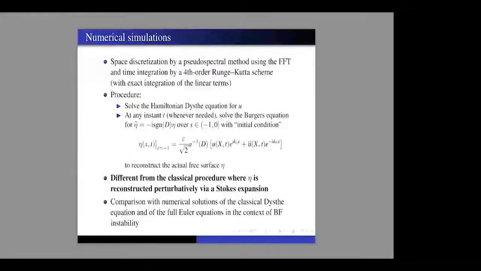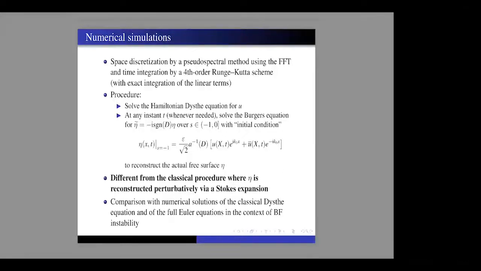All right, so simulations. Usually you need to solve numerically the Dysthe equations. For space discretization, you may want to use a pseudo-spectral method using the fast Fourier transform. This is especially convenient to handle the non-local term. And for time integration, you may want to use a fourth order Runge-Kutta scheme, if you like, with exact integration of the linear terms.